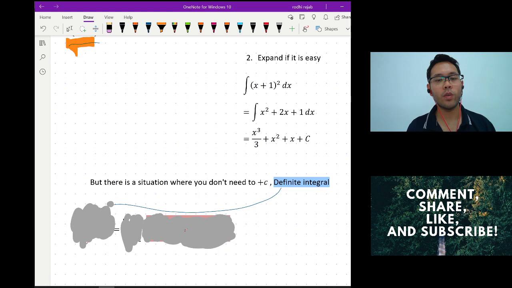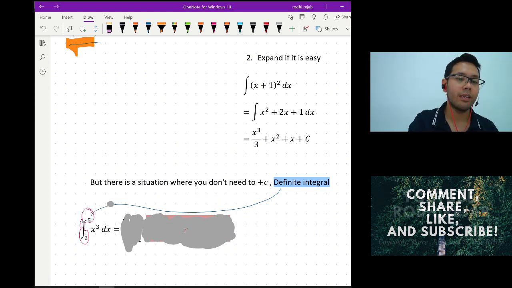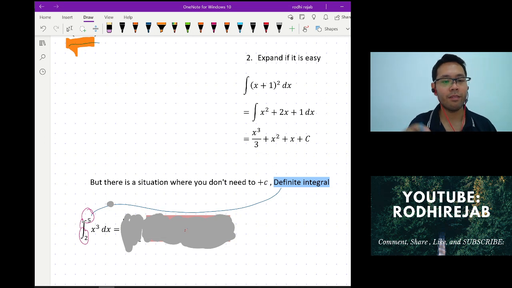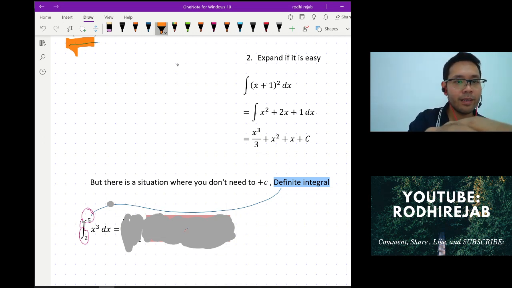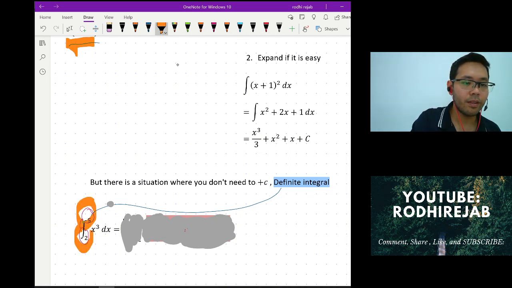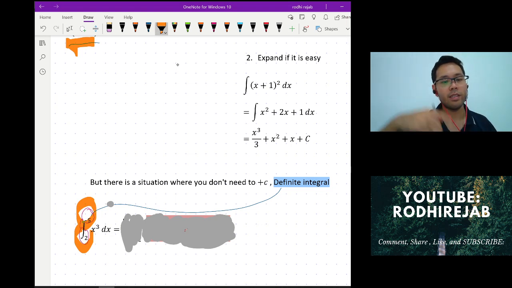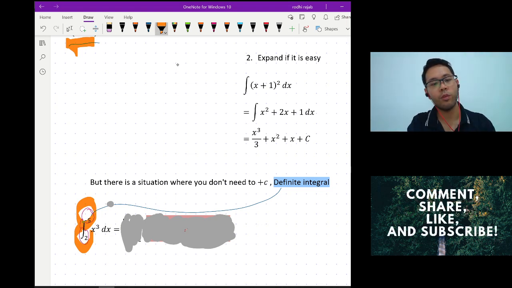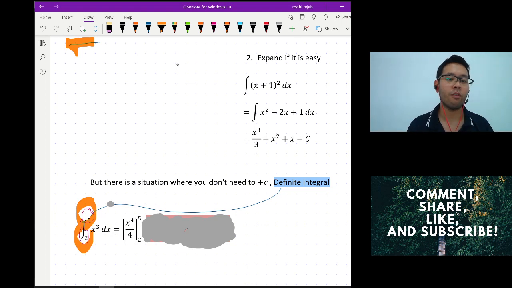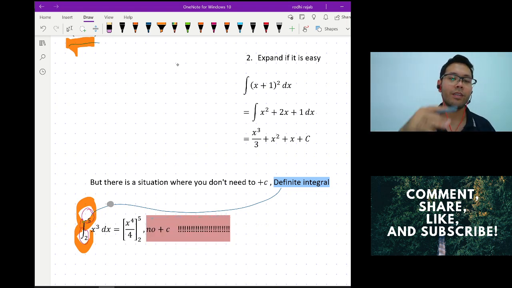But there is a situation where you don't need to plus c. This is what we call a definite integral. It looks something like this, where there's a power 5. As you can see, there's a 5 and 2 over there; there's a limit to it. So if you see the 5 and 2, integrate x cubed, we got ourselves x to the power of 4 over 4. No plus c, and 5 and 2 as the limits there, and then we transfer it.